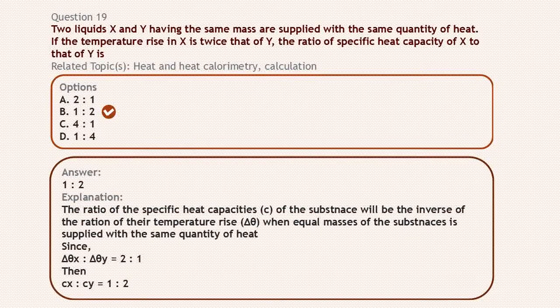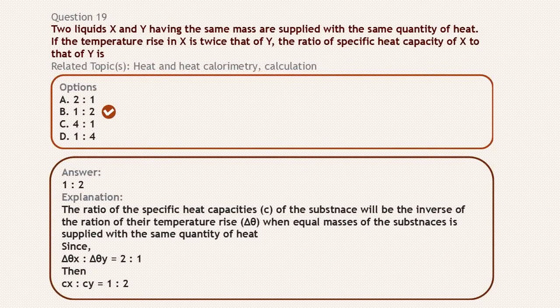Now the ratio of the rise or the change in temperature of the substances is going to be the inverse of the ratio of their specific heat capacity. What I'm saying is the temperature rise in X is twice that of Y. It means that the ratio of change in temperature in X to change in temperature in Y is going to be 2:1, since X is twice Y. Now for the specific heat capacity, you just invert it. You just switch it, so it's going to be 1:2.